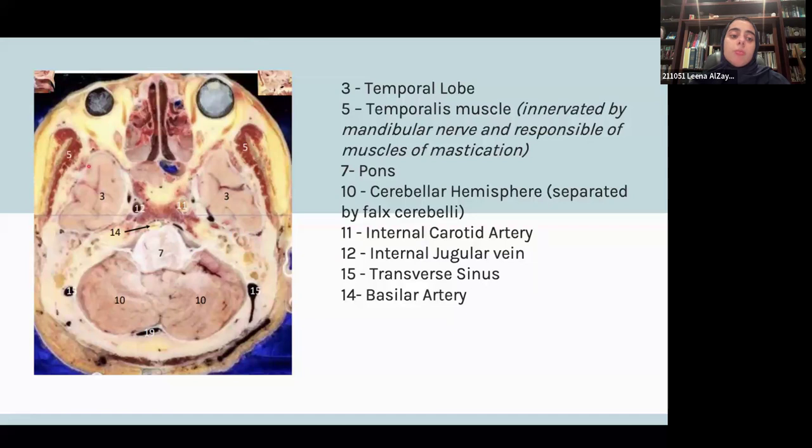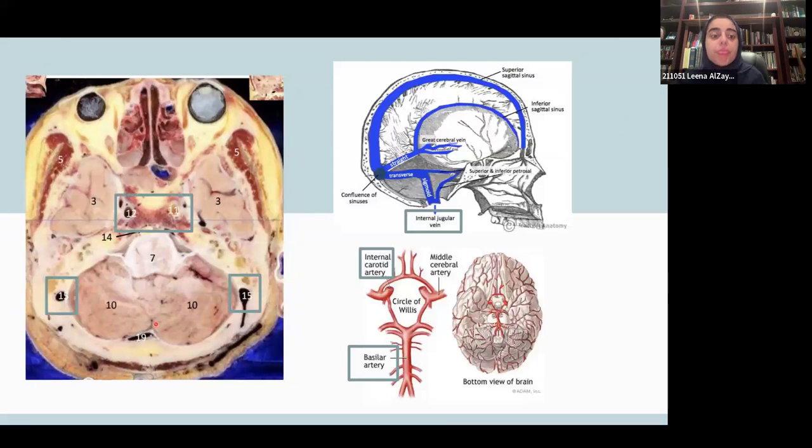And then number 5, we said this is the temporalis muscle. We said this is the temporal lobe of the brain. And I think that's all that we have to know in this section. Oh, and just something that you should know is that over here, we have this kind of dura mater that separates between the right hemisphere and the left hemisphere of the cerebellum. So even the cerebellum has kind of a dura mater that separates both lobes, called the falx cerebelli.